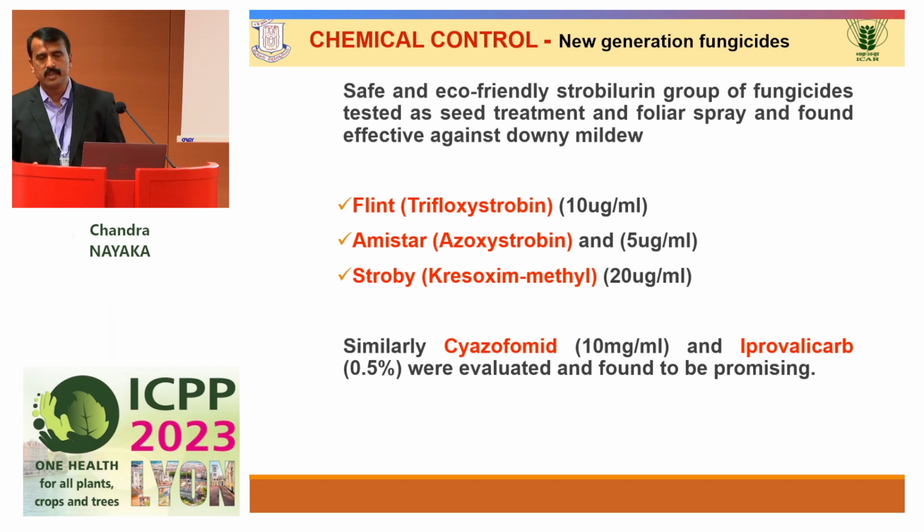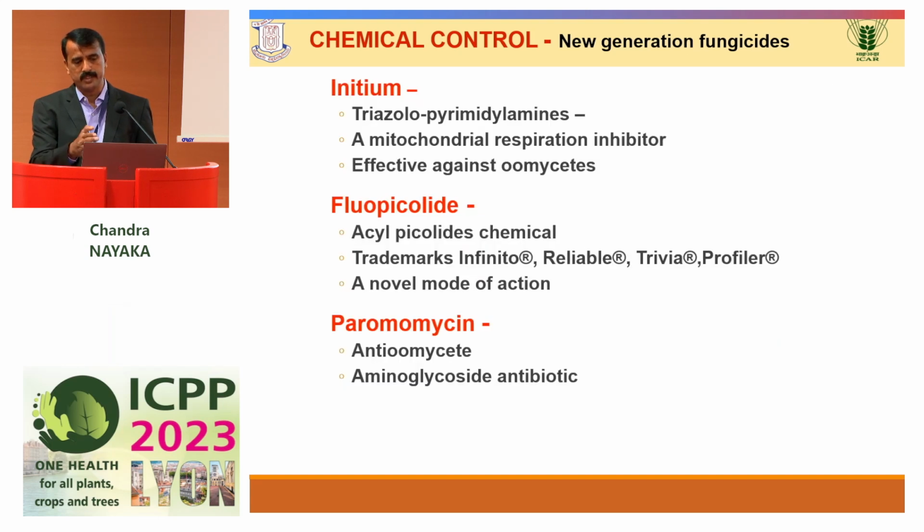For that, we have checked new generation fungicides like Flint, Amistar, and strobilurin compounds in comparison with metalaxyl as a seed treatment, and they are found promising in controlling downy mildew disease. But metalaxyl proved more effective than these fungicides, Initium, fluopicolide, paramycin, etc.